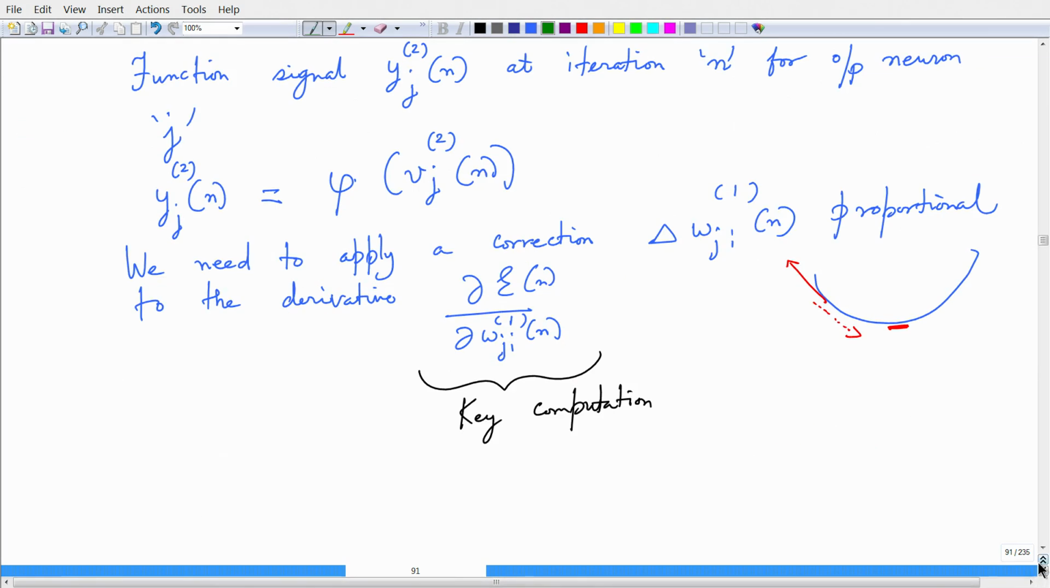Now, the functional signal at neuron j in the second layer, which is the output layer, at iteration n is given by this quantity. I am just rewriting this in mathematical terms. So yj in layer 2 at time instant n is phi of vj of n in layer 2, right, and this we also call the local receptive field.